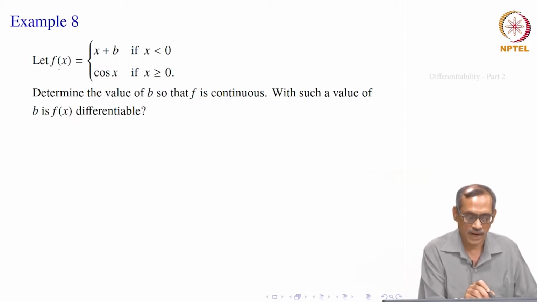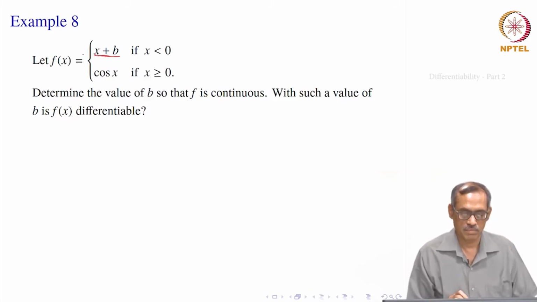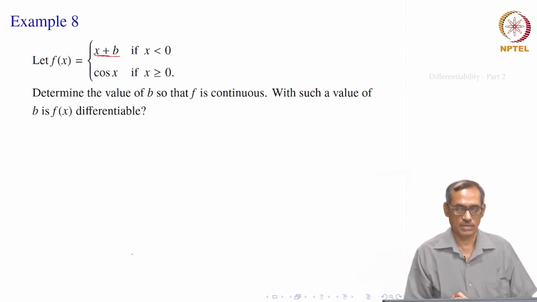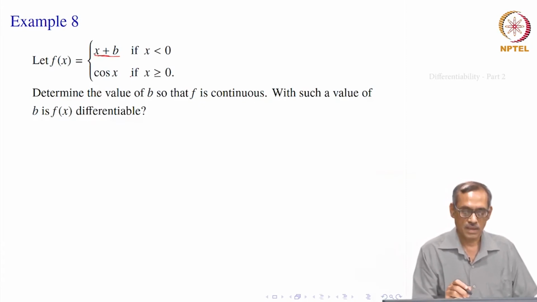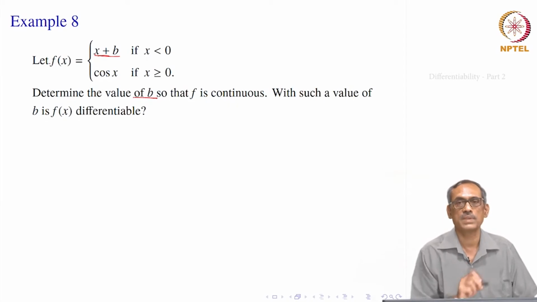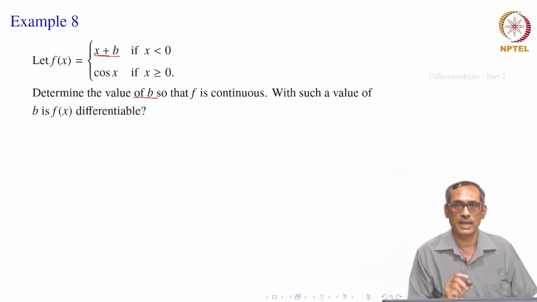Here the function is defined as x plus b, b is an unknown here, we have not specified what this b is, for x less than 0, and it is cosine x for x greater than or equal to 0. So, it is defined for all real numbers x. So, the question is, this unknown b has to be determined so that f becomes a continuous function. So, we are using continuity here again.